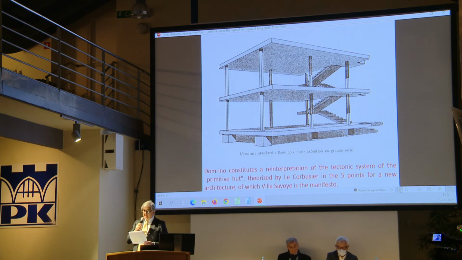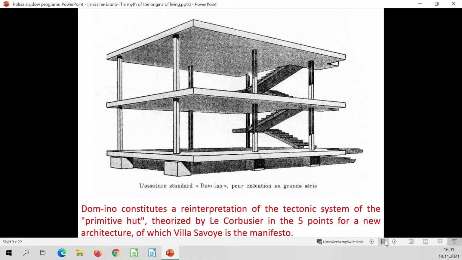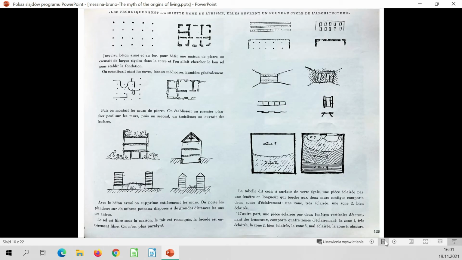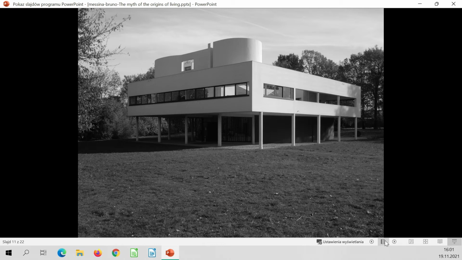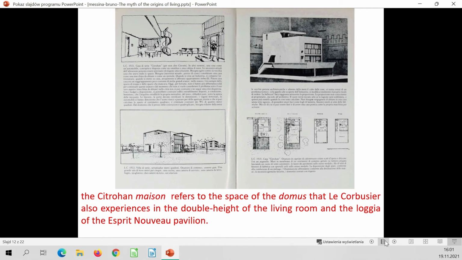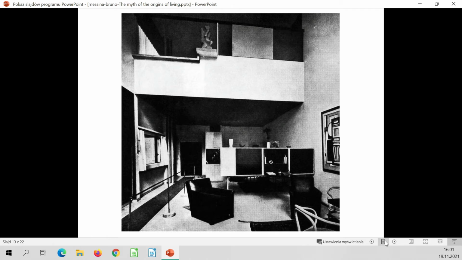It is evident that Domino constitutes a reinterpretation of the tectonic system of the primitive hut, theorized by Le Corbusier in the 5 points for a new architecture, of which Villa Savoye is the manifesto. The layout of Maison Citrohan refers to the space of the domus that Le Corbusier also experiences in the double height of the living room and the loggia of the Esprit Nouveau pavilion.